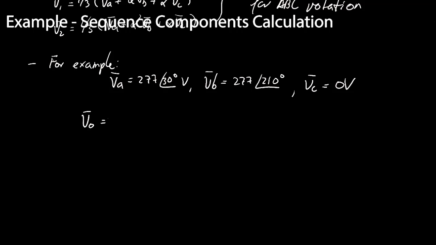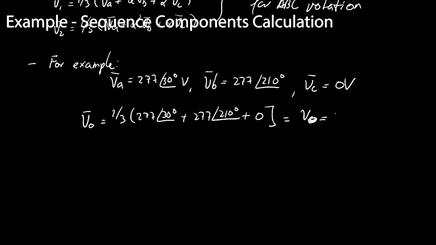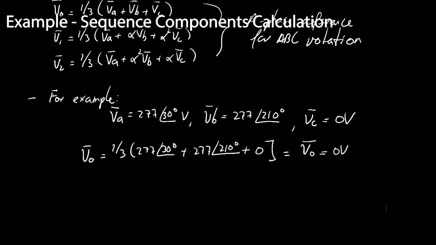So V0 is going to be equal to 1/3 and then the addition of all three voltages. So 277 at 30 degrees plus 277 at 210 degrees plus 0. And this gives me that V0 would be equal to 0 volts. And again, the reason here is that the A and B phase voltages are 120 degrees apart from each other.